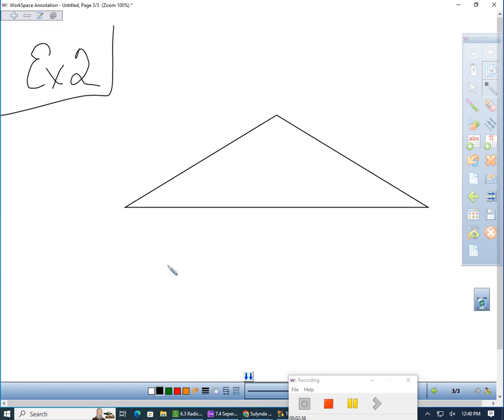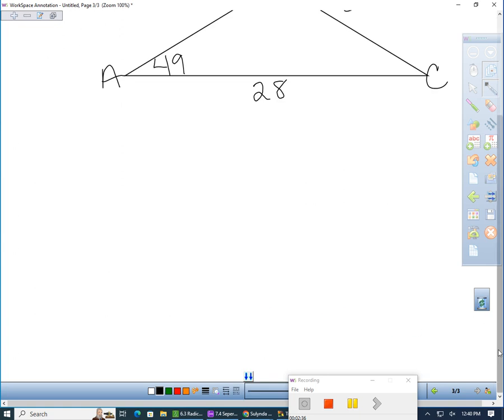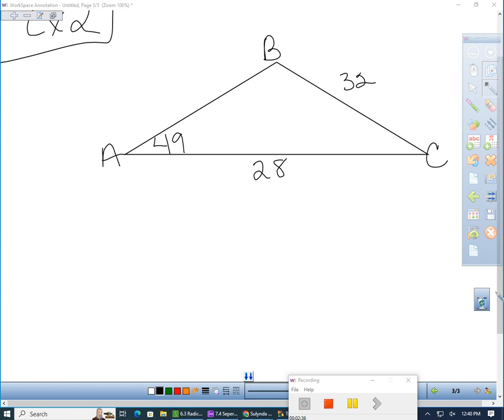All right. So, again, this is going to be A, here's B, and here's C. For this one, I'm going to tell you that angle A is 49, side A is 32, and side B is 28. Again, we need to find angle B, angle C, and side C.